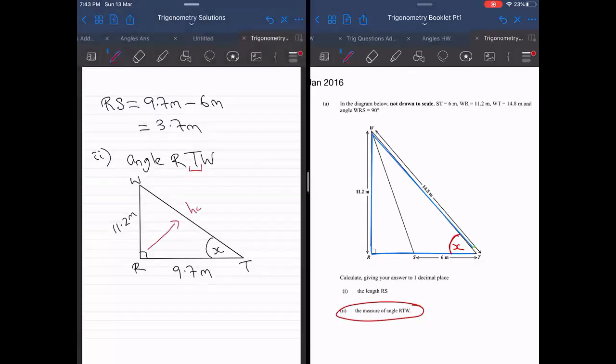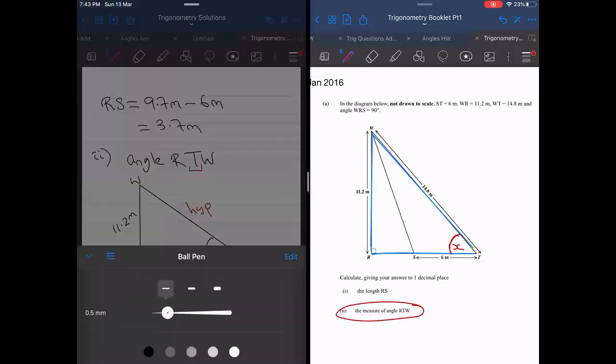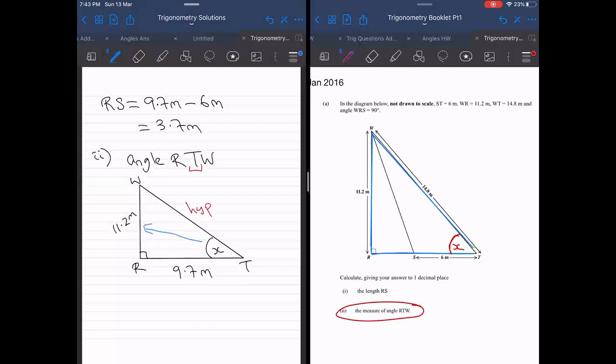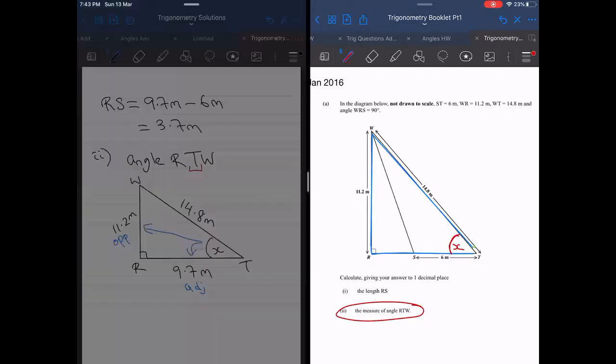Across from the right angle, that's the hypotenuse. That leaves two sides. One across, one close. The one close is the adjacent, the one across is the opposite. And what do we have? Well, you actually have even this one, so it's completely up to you what you want to use, because this is 14.8. So you could use any of the ratios.